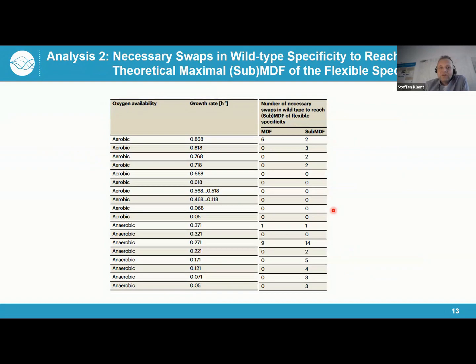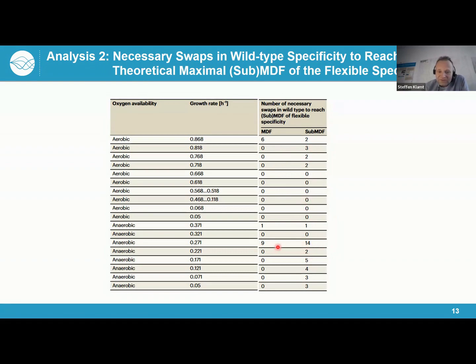So the next step, we then looked at the necessary swaps in order to reach for the Y-type specificity the theoretical maximal MDF and sub-MDF value of the flexible specificity. So here you see the number of swaps that are necessary. And of course, in many cases, we don't need to introduce any swap because the Y-type specificity reaches the maximal value. But in some cases, of course, we need to introduce swaps. In most of these cases, there are 2 or 3 or maybe 5 swaps necessary.